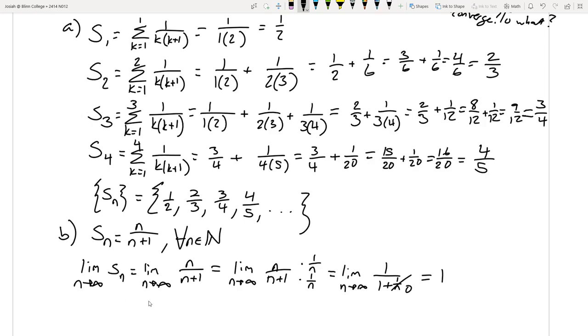So we can say that the series from k equals 1 to infinity of 1 over k times k plus 1 equals 1, because our partial sums, in fact, have a limit value of 1. So we were able to say that this converges and what it converges to.